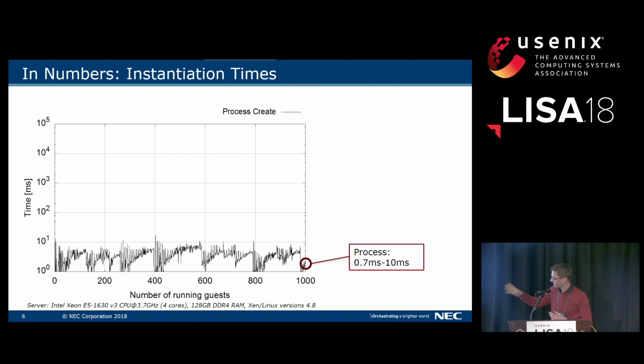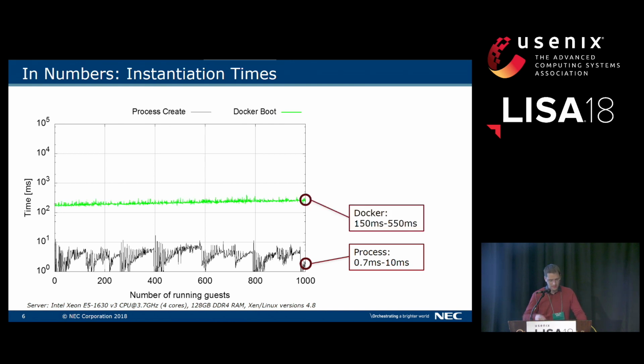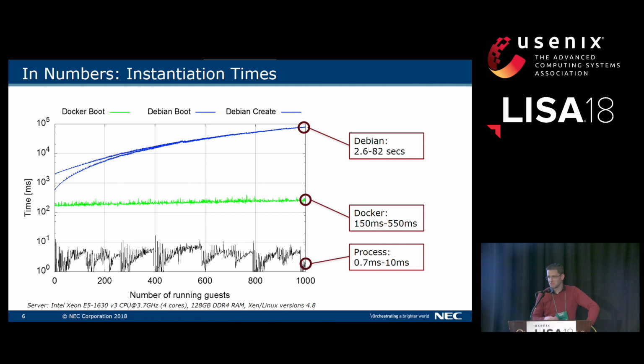If we just take the process as it is on a standard Linux system, it takes like 0.7 to 10 milliseconds to create it. If you take that process and put it into a Docker image, we reach times between 150 milliseconds and 550 milliseconds, which is actually quite good. If we take a standard Debian as a VM and create 1,000 of them, that time goes up to 82 seconds.